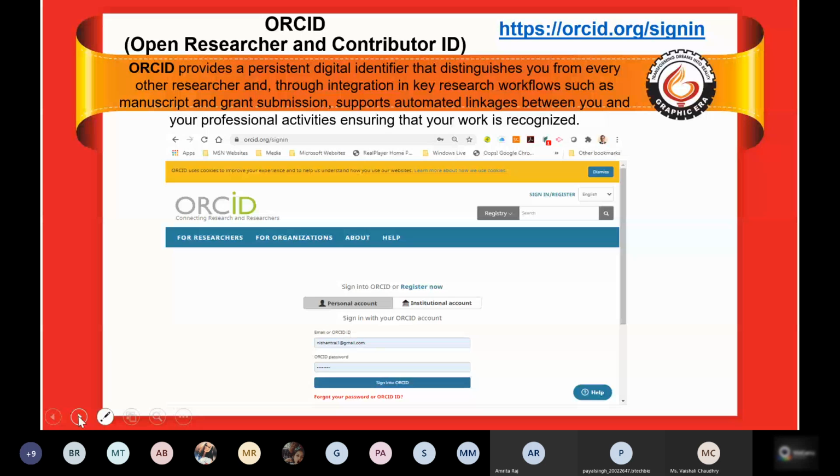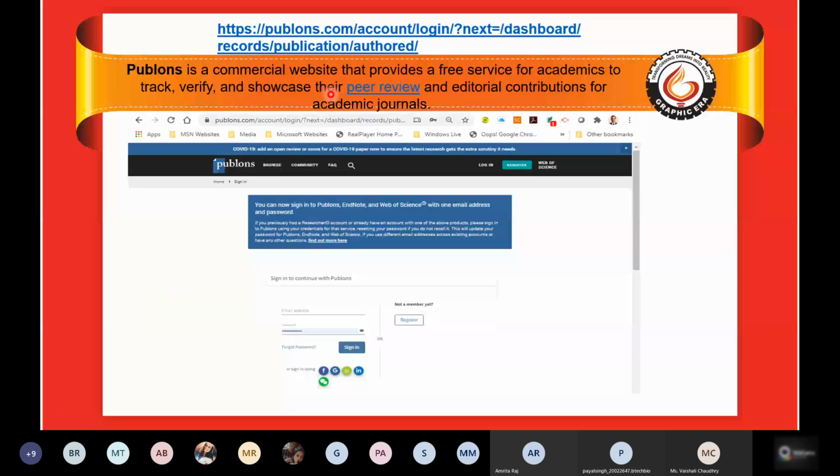Likewise, one of the important commercial websites is Publons. Nowadays, it is very important. It is globally accepted. It is a free service for academics to track, verify, and showcase their peer review and editorial contributions for academic journals.